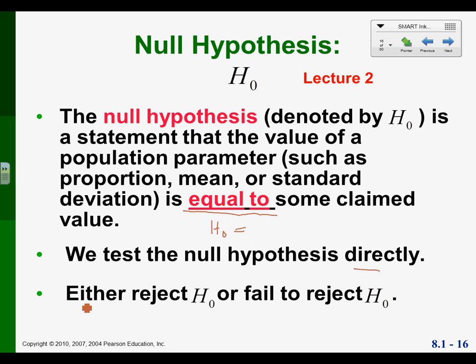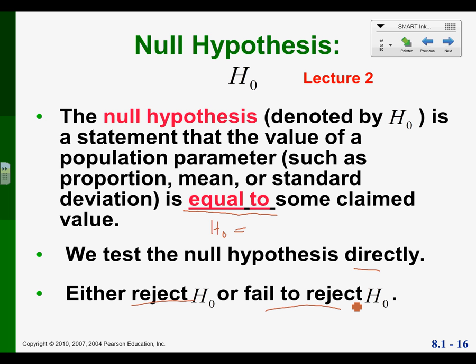Now you either reject it or you fail to reject. Those are your first keywords. So when you're done, you actually use the words: we reject the null hypothesis based on blah, blah, blah, or we fail to reject the null hypothesis. You know what fail to reject means? No, you don't accept it.